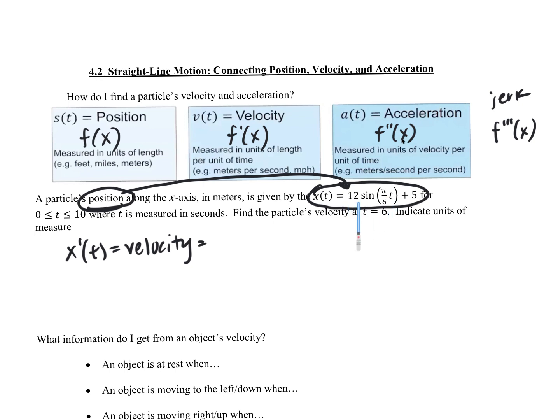Yes. What's the derivative of 12 sine of pi over 6t? You got this. Chain rule, yeah. So what is it? 12 cosine of pi over 6t, times pi over 6.